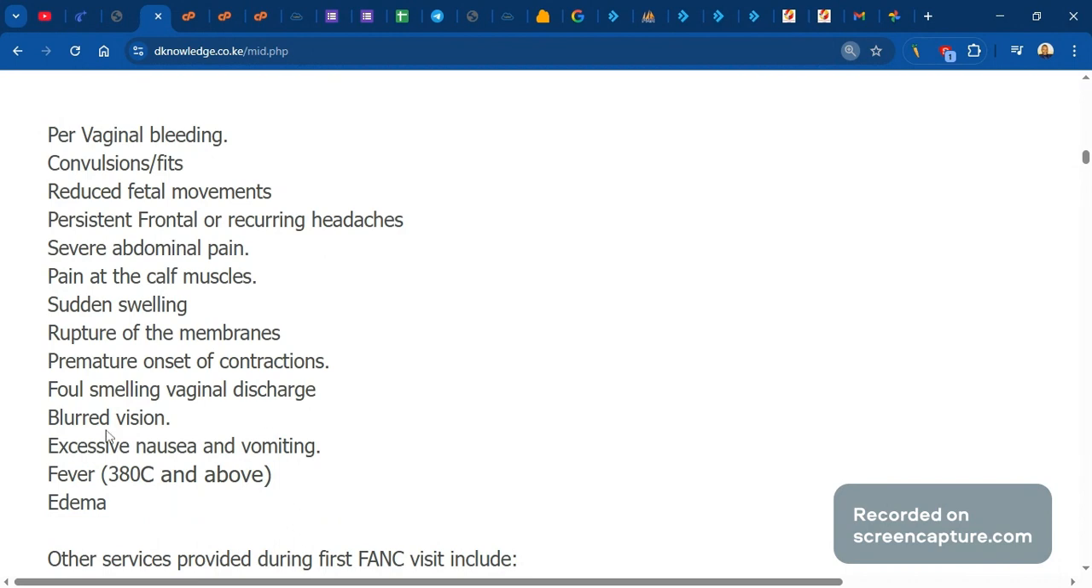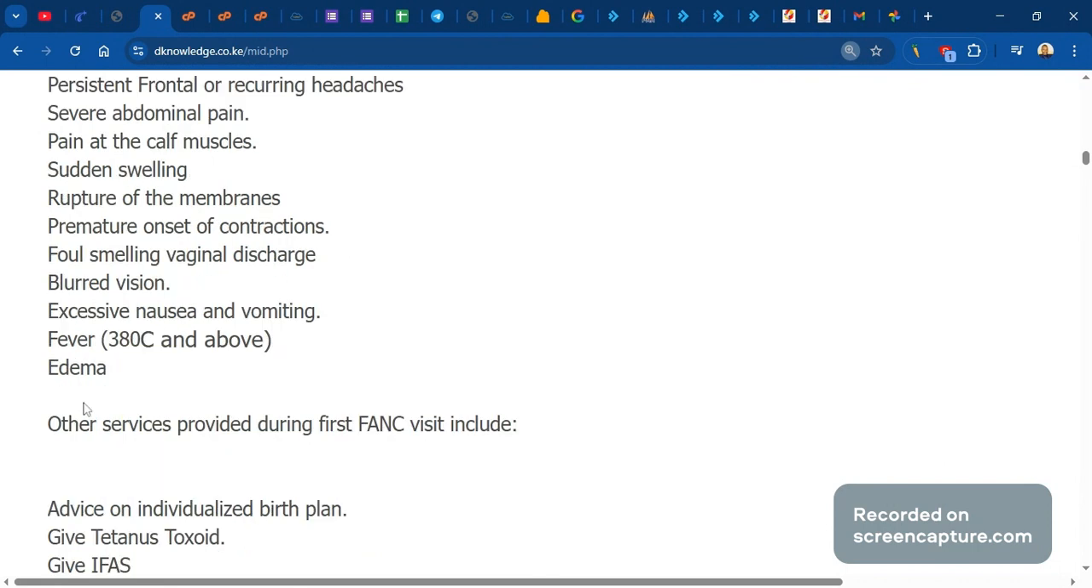Blurred vision can be a sign of hypertension, high blood pressure, and therefore should be noted or reported immediately. Excessive nausea and vomiting as well. Fever above 38 degrees Celsius is very dangerous, because it can indicate fatal organ failure, maybe systemic infection, or something else which can be very dangerous. Excessive nausea and vomiting can be hyperemesis gravidarum, which should be managed in the facility.